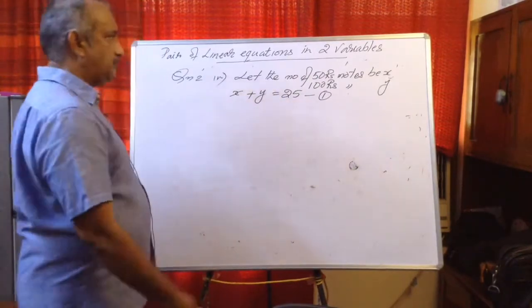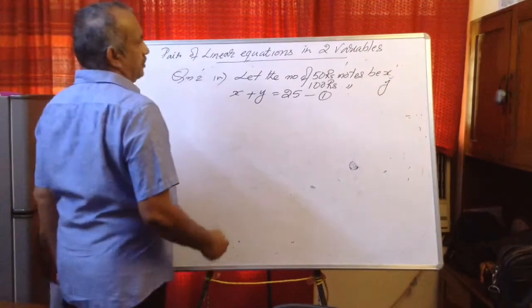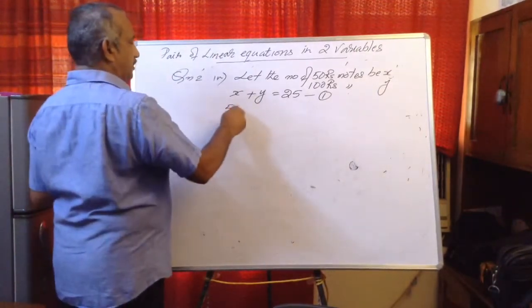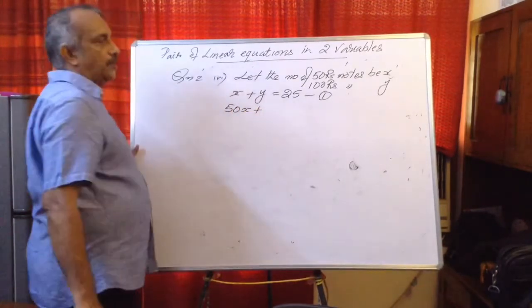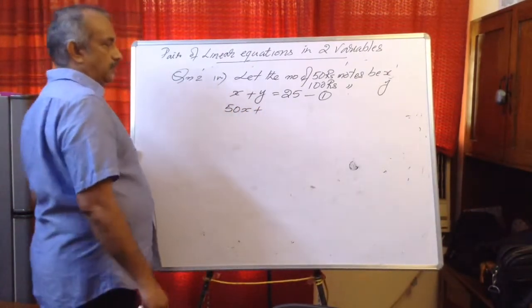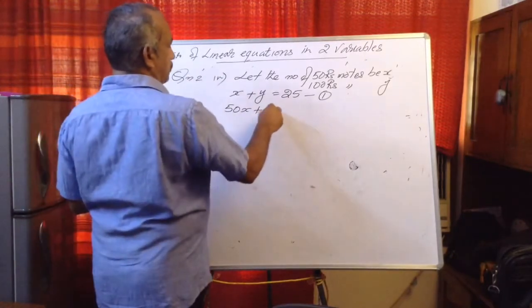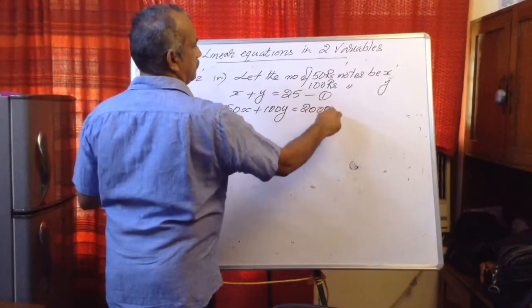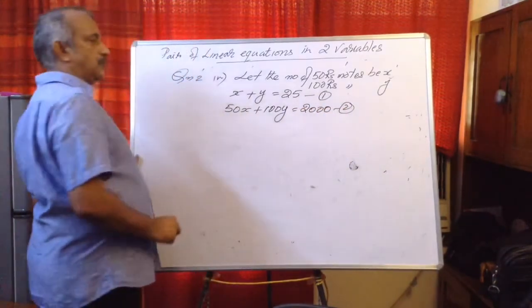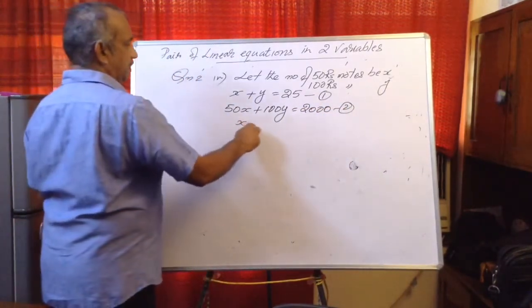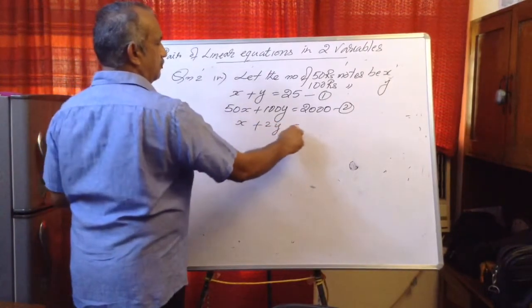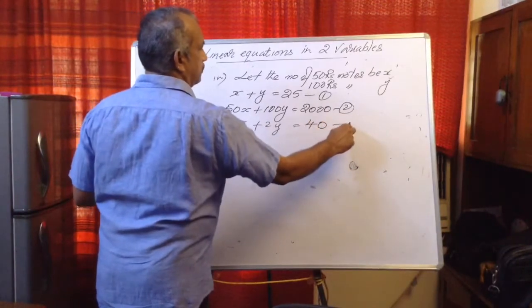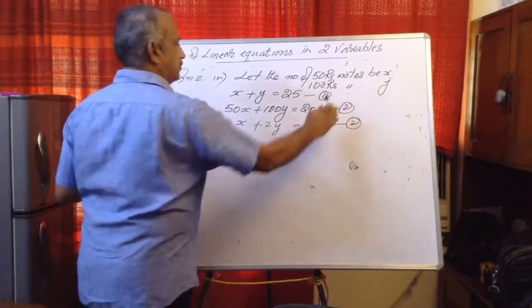So here also I am going to do the same. How many 50 rupee notes? X. So how much money is there in 50 rupee notes? 50X, plus how many 100 rupee notes? Y. So total money in 100 rupee notes, 100Y, is equal to 2000. This is the second equation. Now throughout it is divisible by 50. So X plus 2Y is equal to 40.